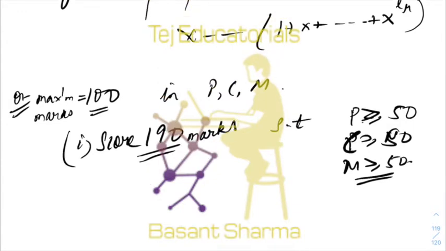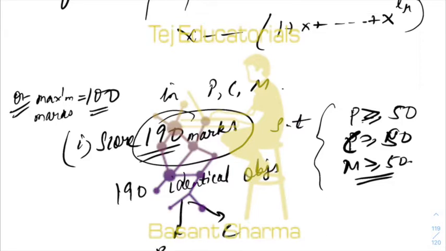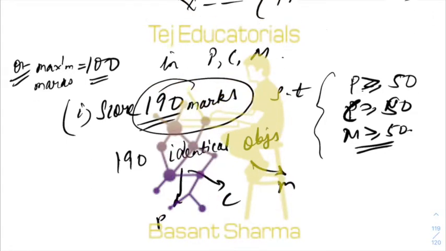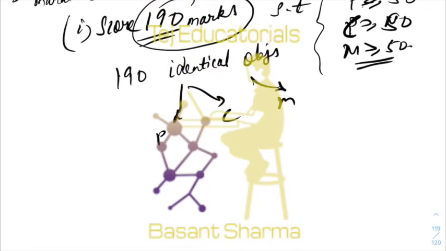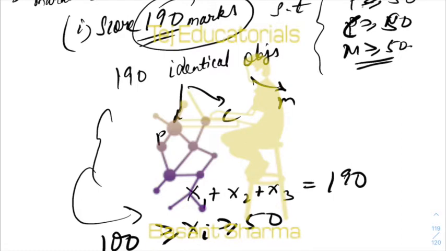So basically, essentially what you have to do is, you have 190 marks to distribute amongst 3 different objects. You can think of it as 190 identical objects which are marks, and you want to distribute them amongst P, C and M. This is equivalent to the number of solutions of this equation, where xi is greater than or equal to 50 and less than or equal to 100.